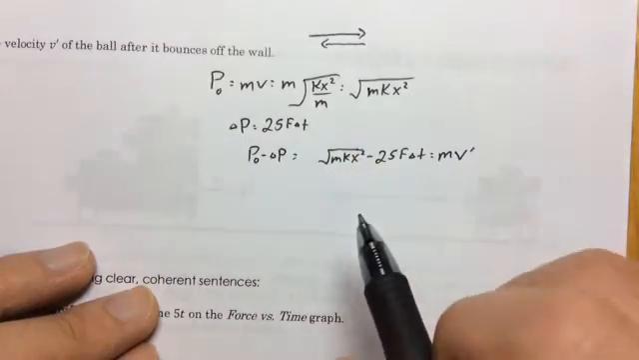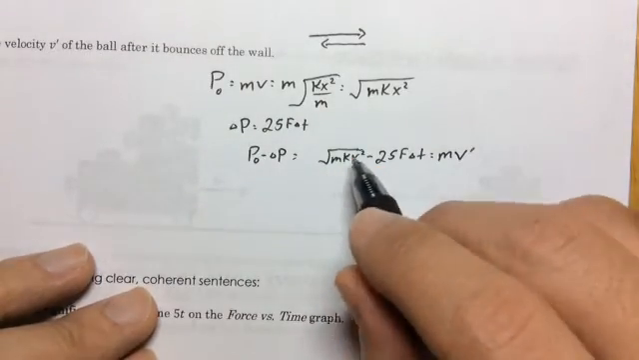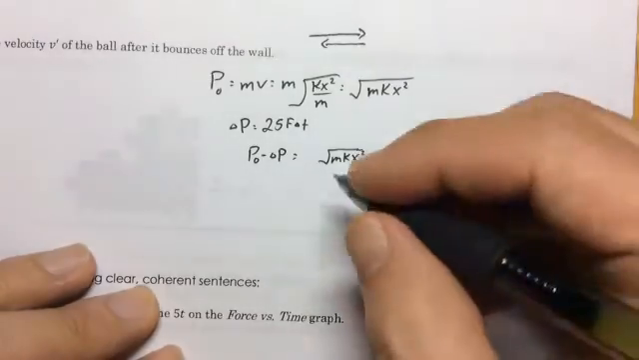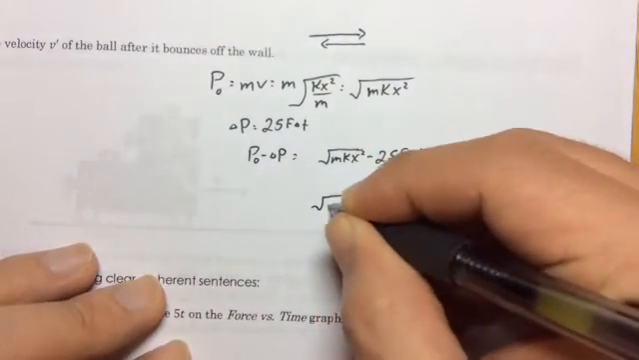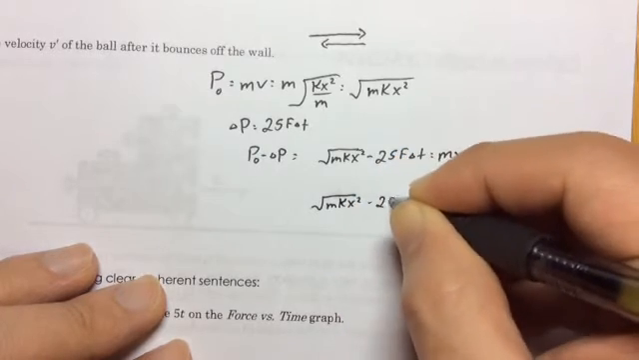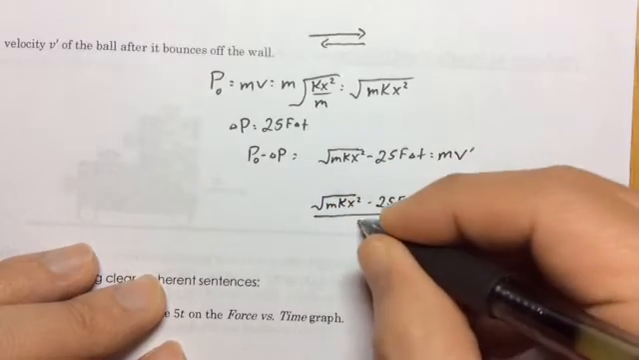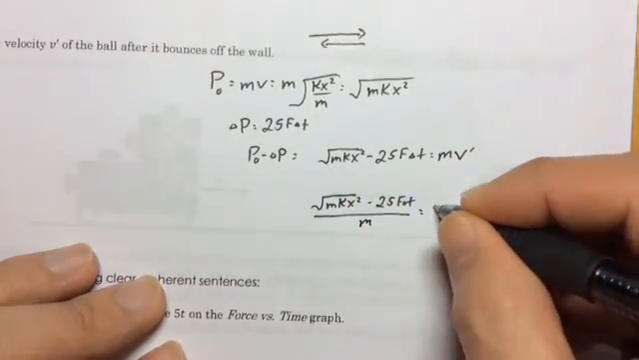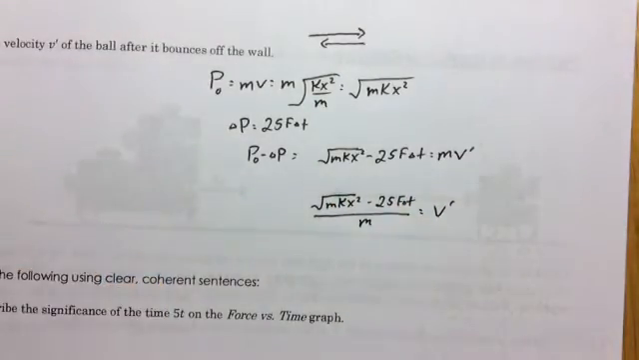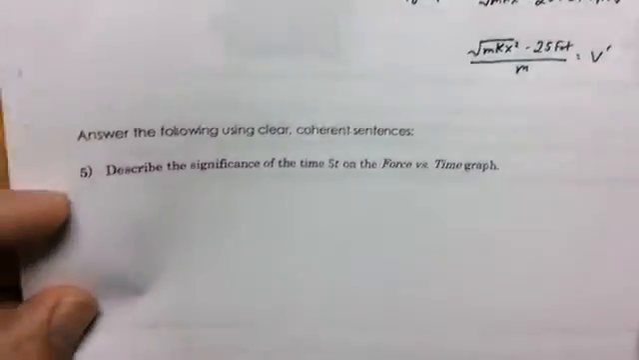And so if we want the velocity as it hits or bounces off the wall, I can divide all this by m. And so I have the square root of mkx squared minus 25 F delta t, all that divided by m, and that should give us v prime. Now that's not very pretty. I agree with you, that doesn't look pretty, but that's kind of what we got. Hopefully I'm right. Alright, so we'll take that.